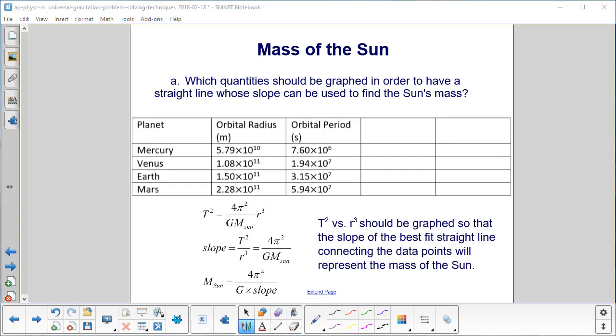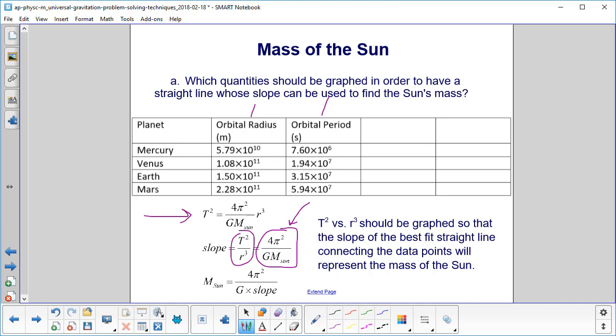Which quantities should be graphed in order to have a straight line whose slope can be used to find the Sun's mass? Well, we start with our expression of orbital period versus orbital radius, because that's what we're given here, and we divide through both sides by r cubed. So we have T squared over r cubed is equal to this number right here. That's a constant, okay? So if we can get that to be the slope of a line, that's super.